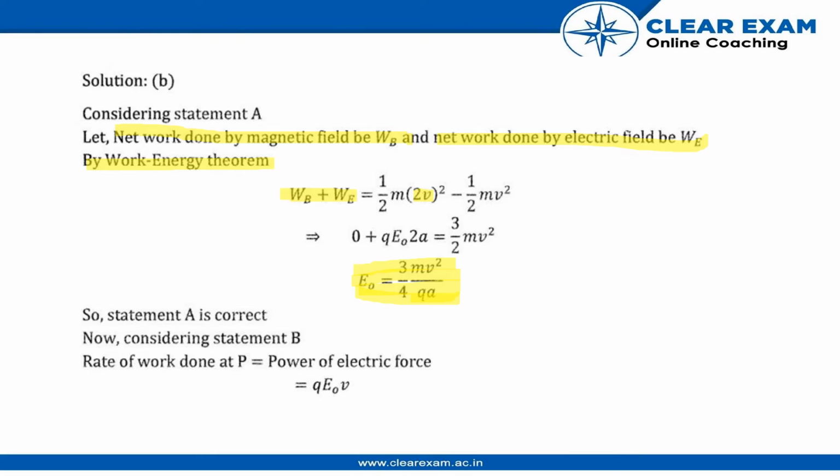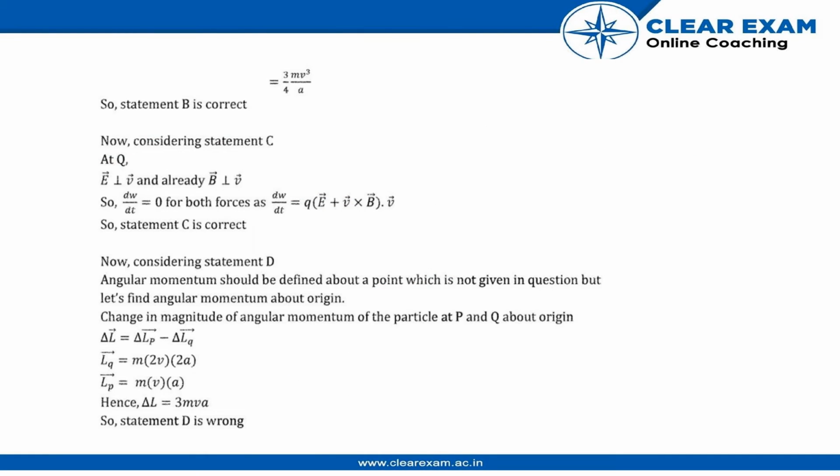Now considering statement B. We know that the rate of work done at P is equal to the power of the electric force, which is equal to q E naught v, which is equal to 3 mv square by 4L. So statement B is also correct.